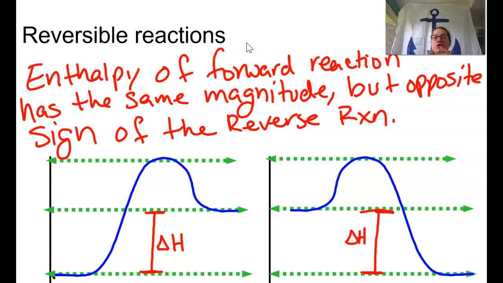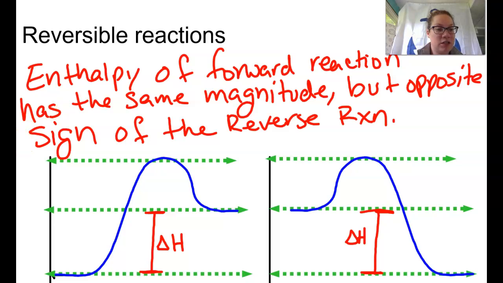So reversible reactions are reactions that can be undone, and when they're undone, the amount of energy is the same, but the sign is opposite. So the enthalpy of the forward reaction has the same magnitude, but opposite sign of the reverse reaction.